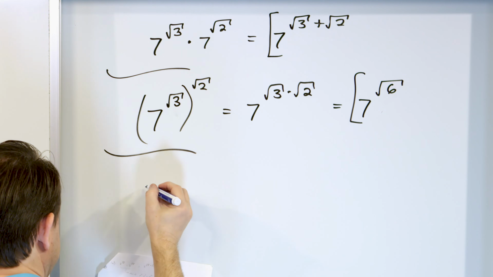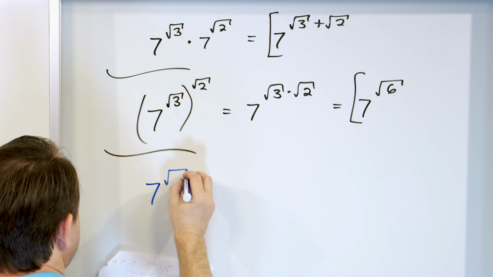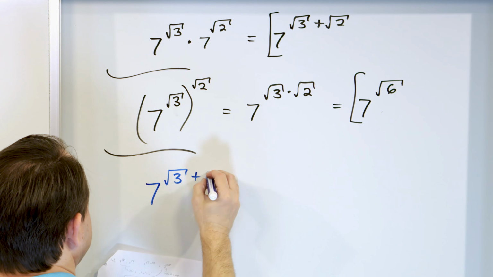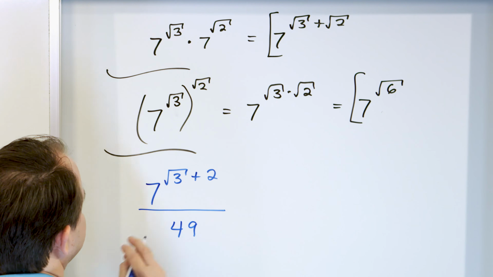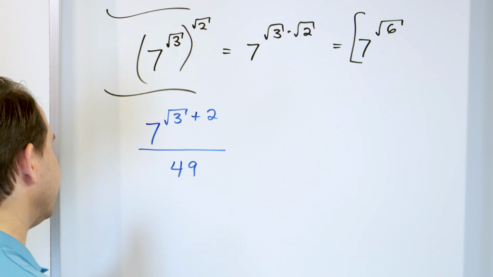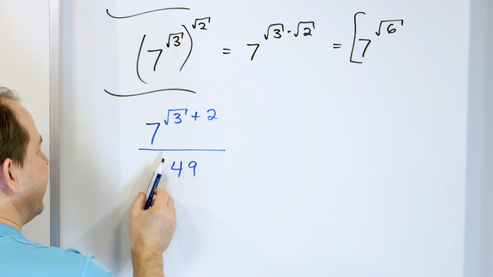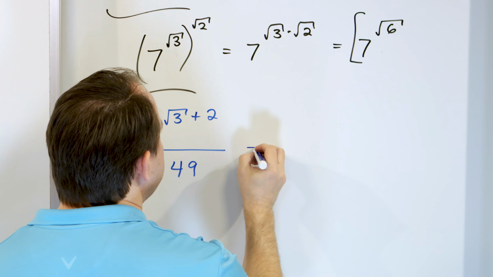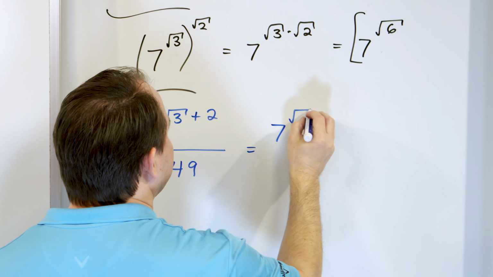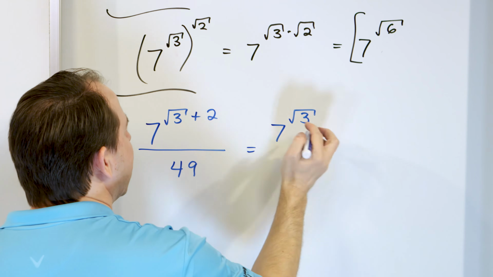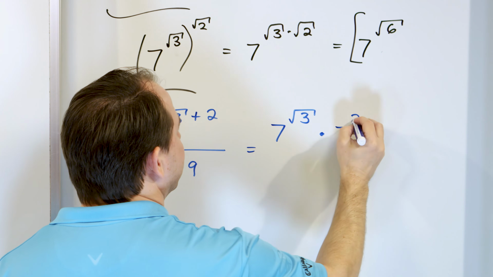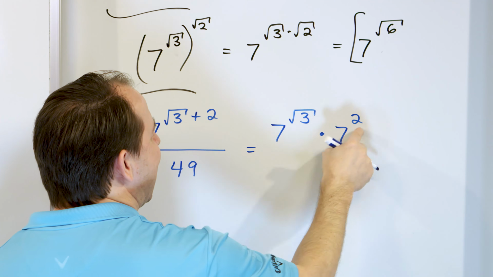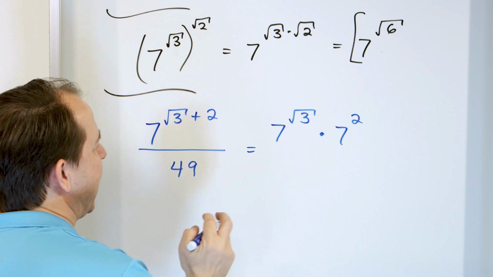So let's say you have 7 to the square root of 3 plus 2, that's in the exponent, and on the bottom you have 49. How do we simplify this? Well, first of all, you notice 49 is pretty closely related to 7. So on the top, I'm going to write this as 7 to the square root of 3 times 7 squared. How can I do that? Because I can add these exponents together, which is exactly what I have.